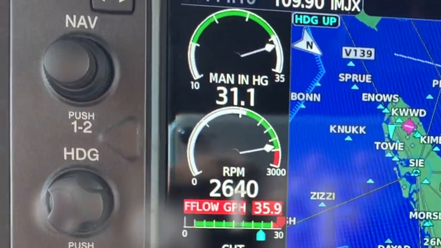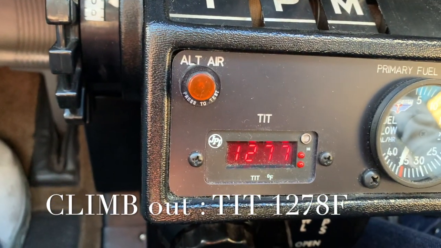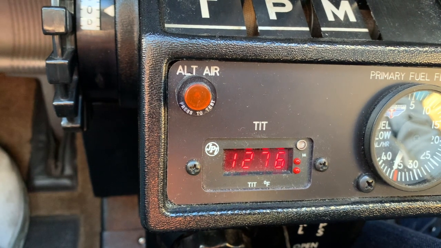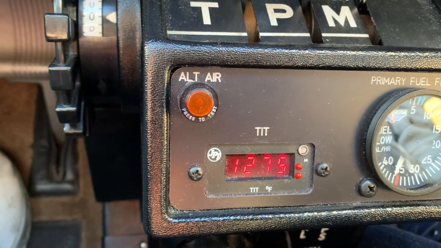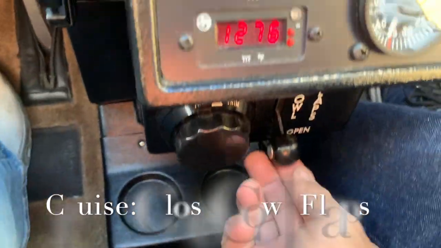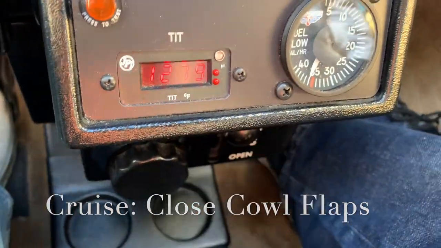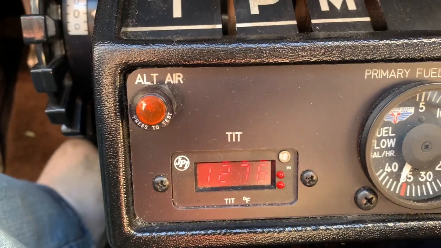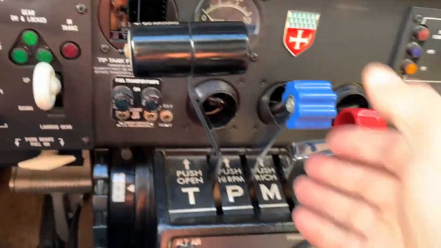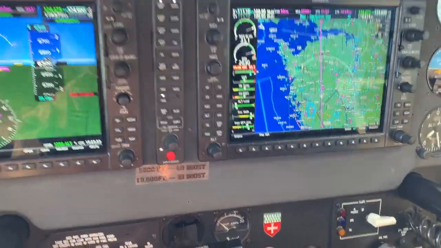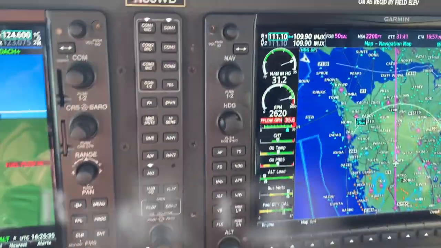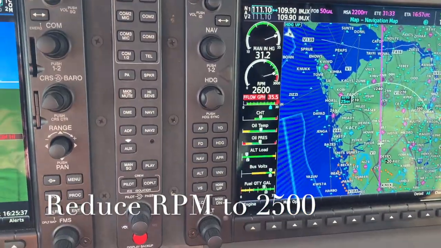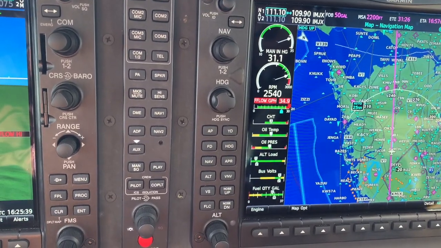and once in a cruise climb, reduce the RPM from 2700 to 2600. The TIT should stay below 1320 during the climb out. Once in cruise mode, you close the cowl flaps, monitor the TIT, and then start reducing the RPM from 2620 to 2500. And at 2500, you initiate the leaning process.